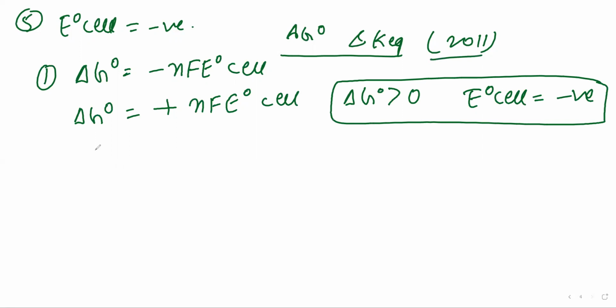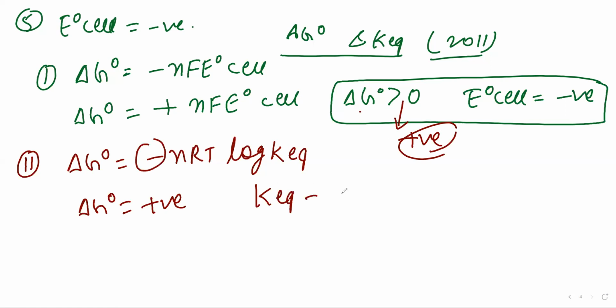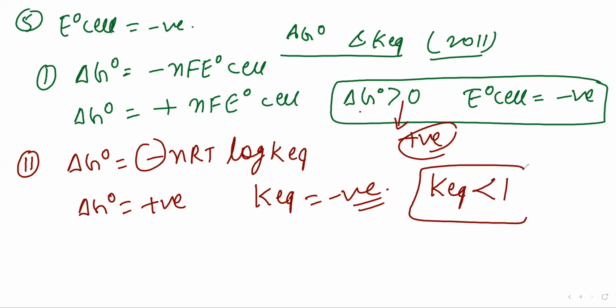Understood? Now write the second equation. Delta G naught is equal to minus nRT log of K equilibrium. Right? For delta G naught positive. So this is your positive value we have got in the first case. Greater than 0 means it is positive. Right? So K equilibrium directly you can see here it is coming negative. So it will be negative. So K equilibrium will be less than 1.